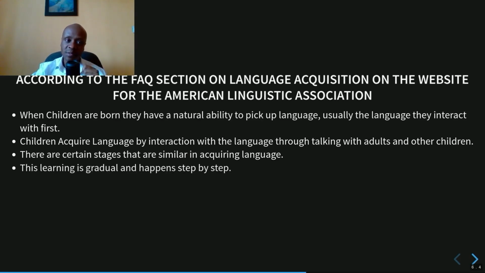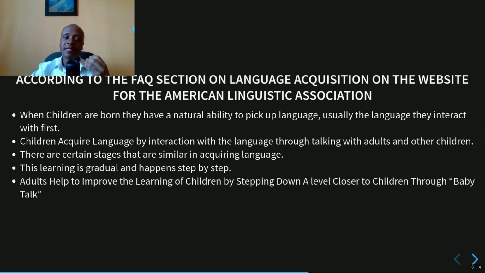I won't go into the steps right now, but you can look at this website to see those steps. But the thing is that it's step by step. That's a very important point, that there are steps to learning, there are steps to improving. And the adults can actually help children by stepping down a level, sometimes using baby talk, to help the children get closer to them.